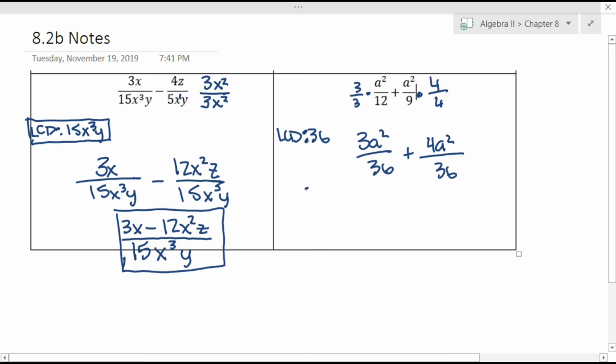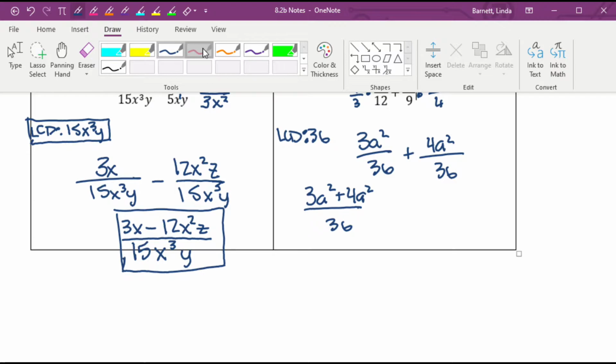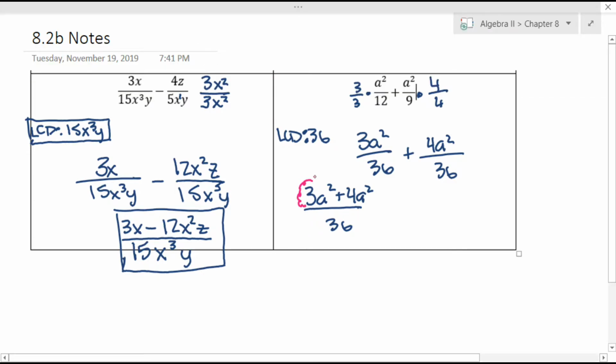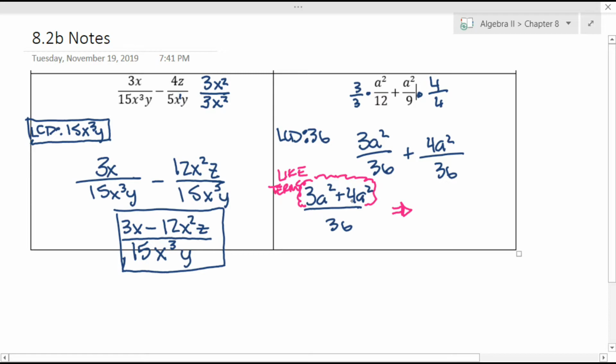Now I combine those. I'm going to have 3a squared plus 4a squared over 36. Now you want to be careful because these right here are like terms. So we can combine them. What's 3a squared plus 4a squared? That's 7a squared over 36. And that's the final answer.